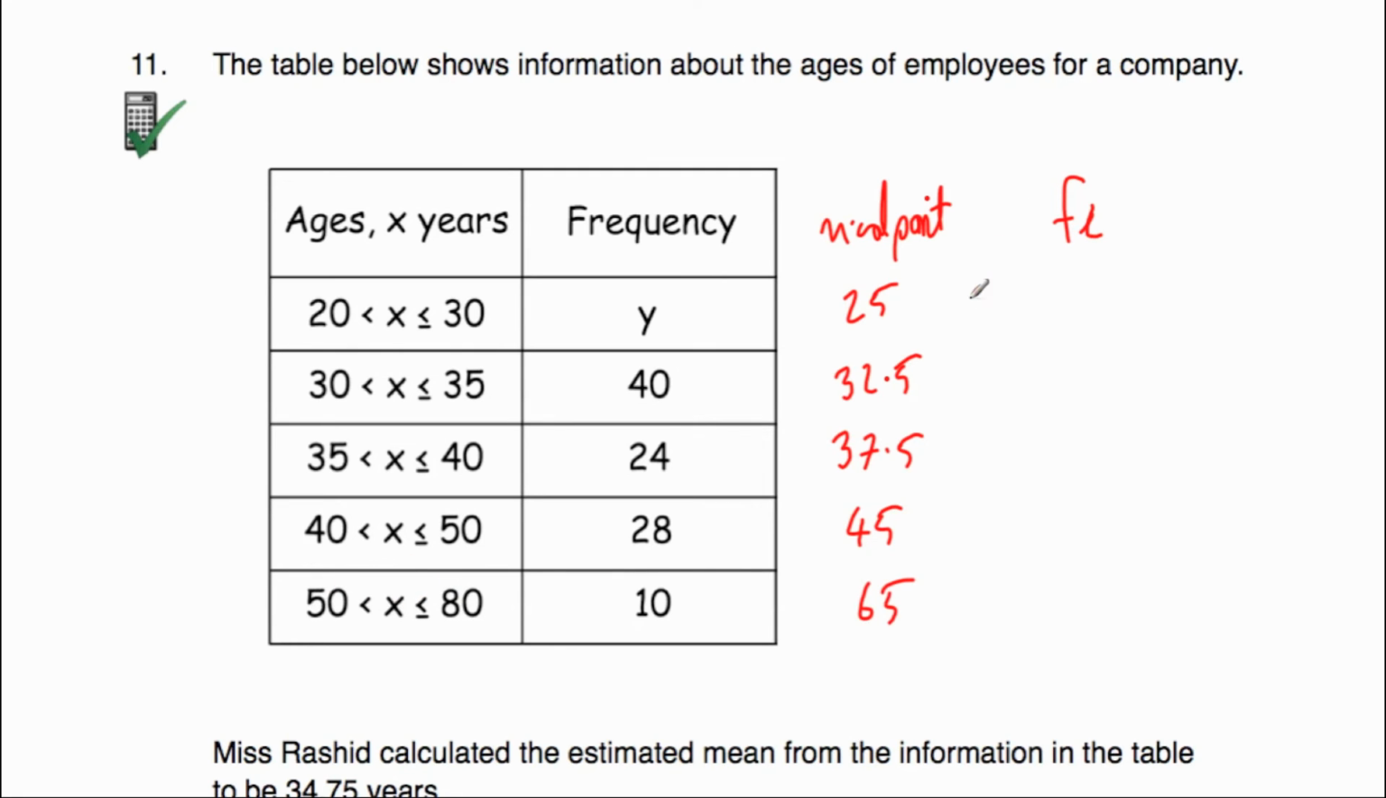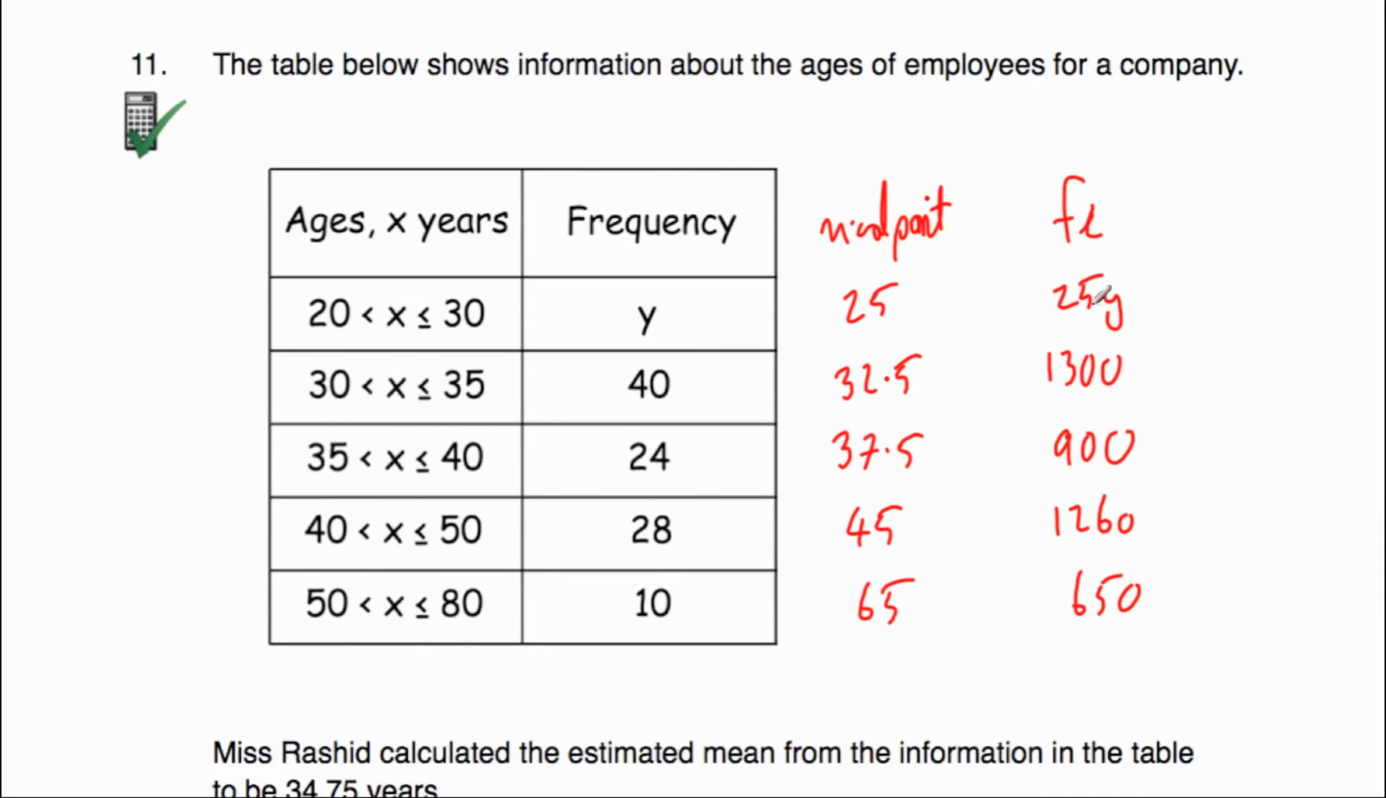Fantastic. Now we're going to multiply our midpoints by our frequencies and see what we get. So 25 times y is 25y. 40 times 32.5 is equal to 1,300. 24 multiplied by 37.5 is equal to 900. 28 times 45 is equal to 1,260. And finally, 10 times 65 would be equal to 650. Okay, so we found our fx column.